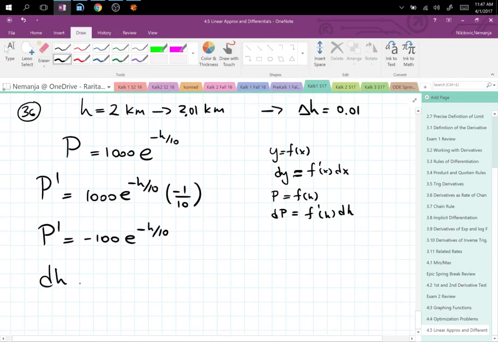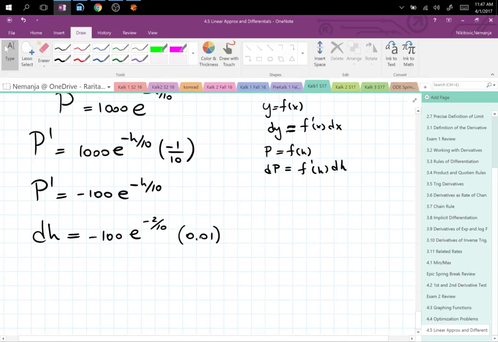The change in pressure is approximated by negative 100 e to the negative h, which is 2, over 10 times 0.01. Why did I say dh? That was supposed to be a dp.